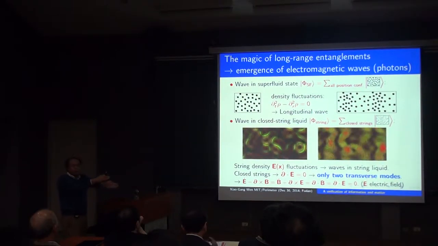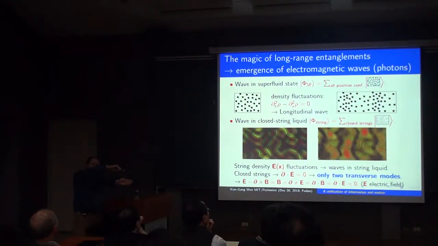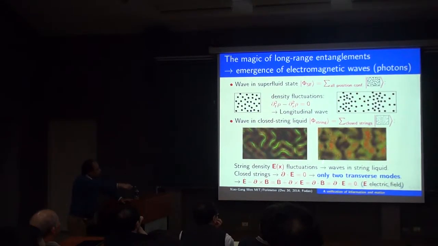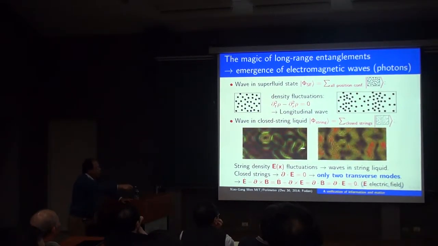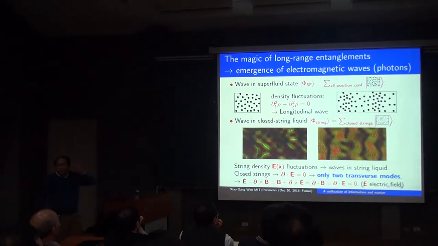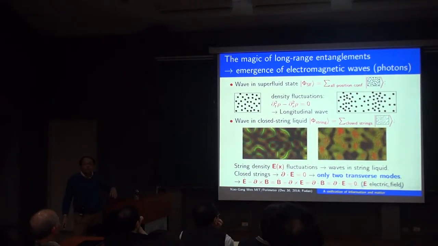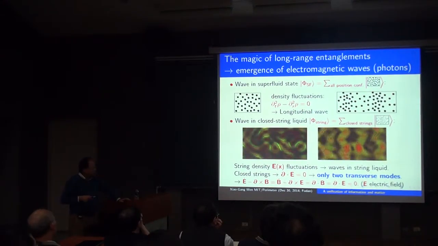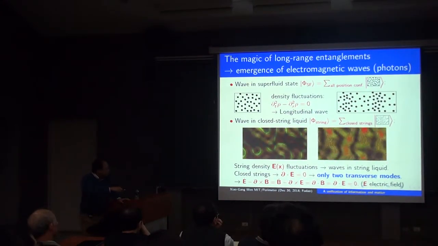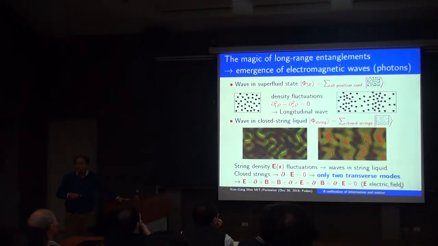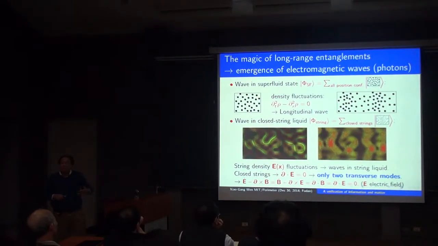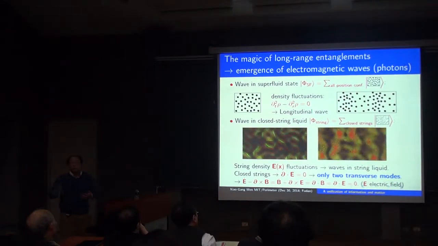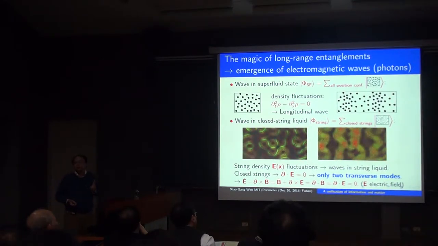But the density of a string can change in the direction perpendicular to the string, like here. The density can change in the horizontal direction, but not in the vertical direction. So that really means that the string density has this property that it has zero divergence. Therefore, it has only two transverse modes. So the density wave in the string liquid is very interesting. It has no longitudinal mode, only two transverse modes.